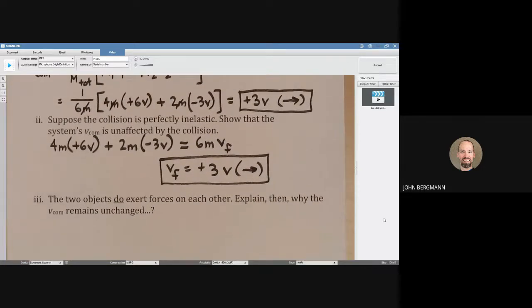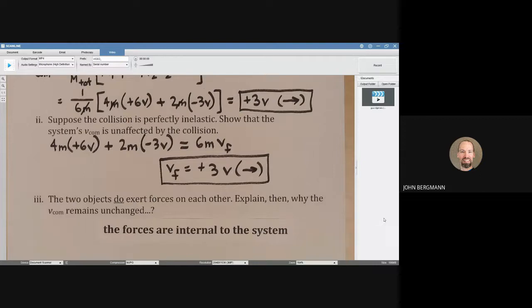The two objects there do exert forces. Why does the velocity of the center of mass not change? Those forces are internal to that two-object system. If we consider the system to be one of the objects or the other, then the force is an external force. But that's not what we have here.